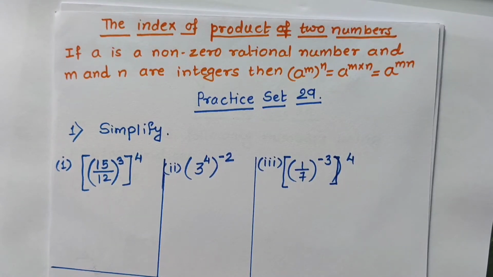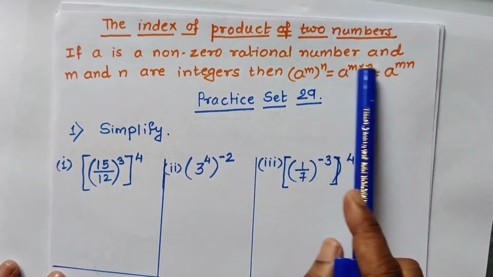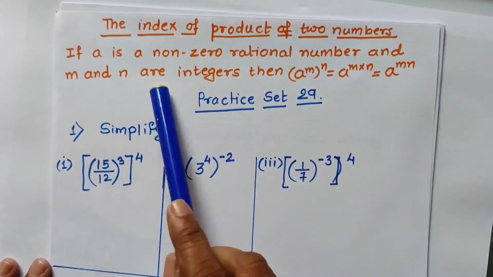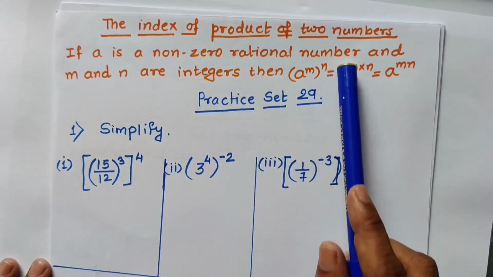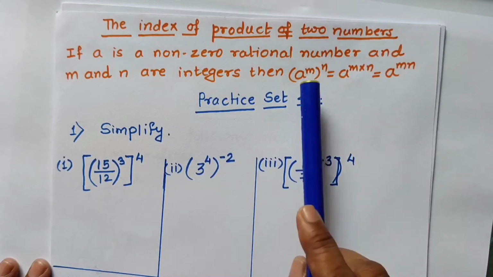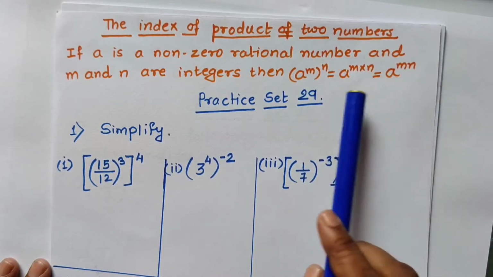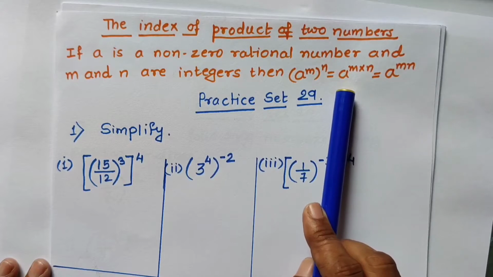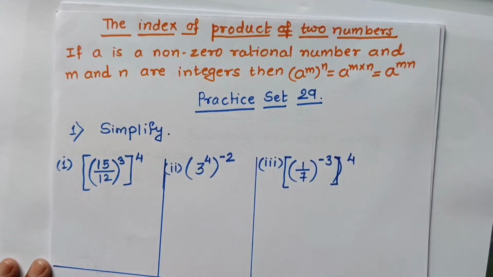Here again I have written that if a is a non-zero rational number and m and n are integers, then a raised to m raised to n, one base and two indices, is equal to, we have to write the base one time, we have to multiply the indices. Very easy.